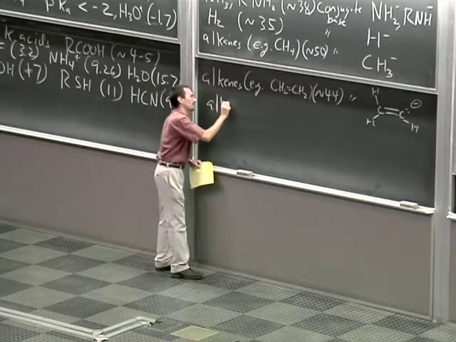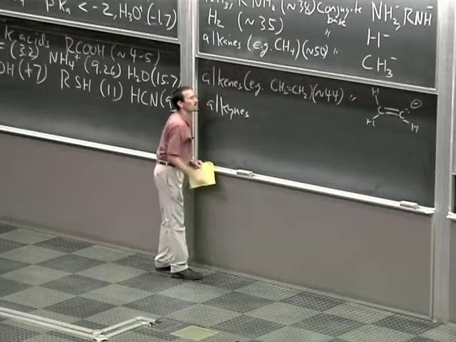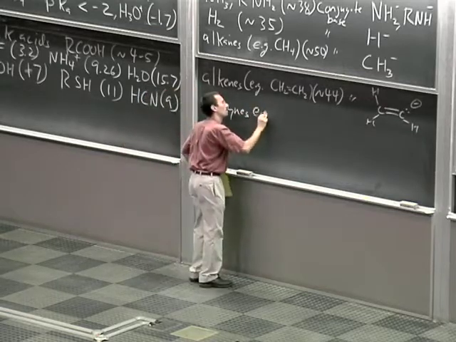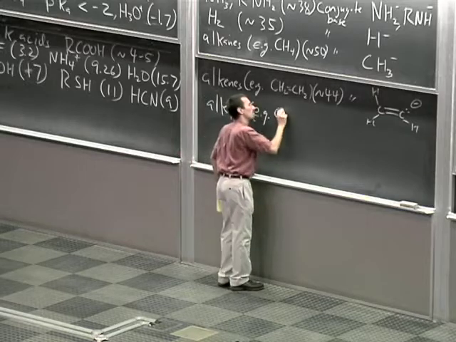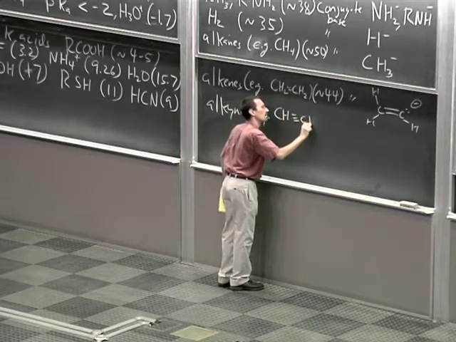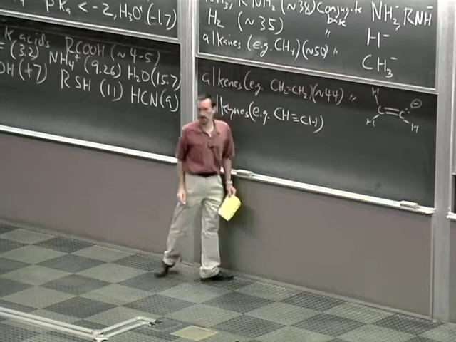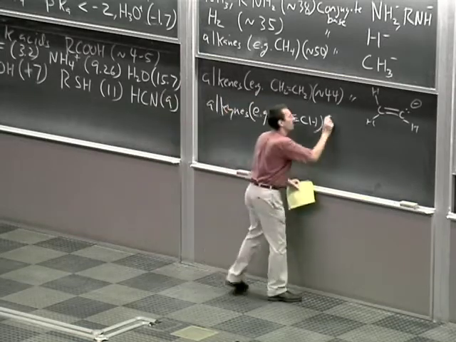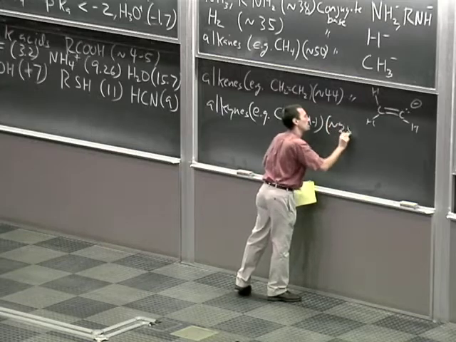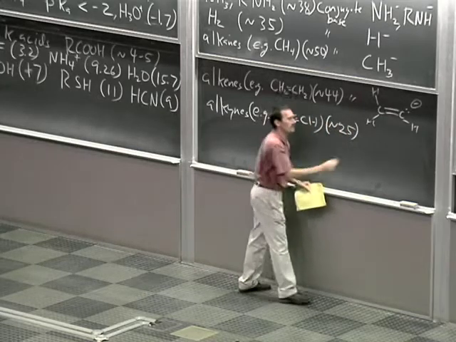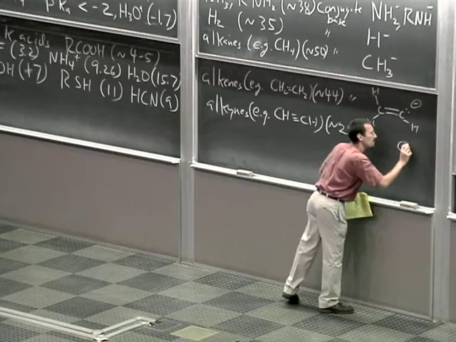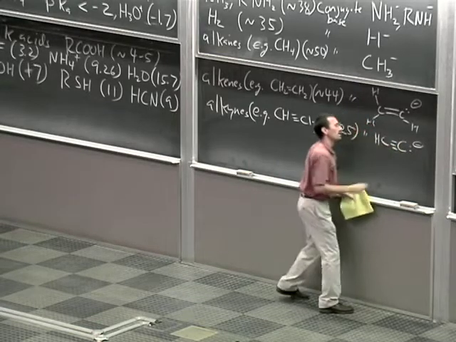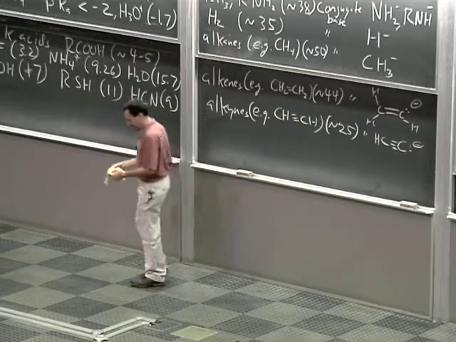Alkynes, for example, acetylene, are still more acidic. The pKa is about 25. And the conjugate base is the acetylide anion.